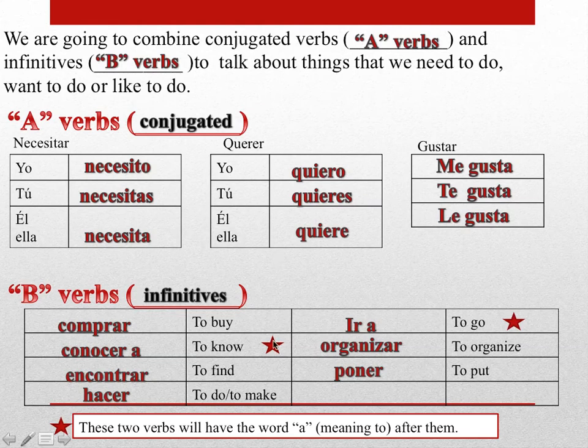The verbs with the star by them are going to have a follow them. So conocer a or ir a. Anytime you use these infinitives, you have to put the a with it. Kind of like what we did with the third person in le gusta. We had to put a so-and-so, etc. Le gusta.